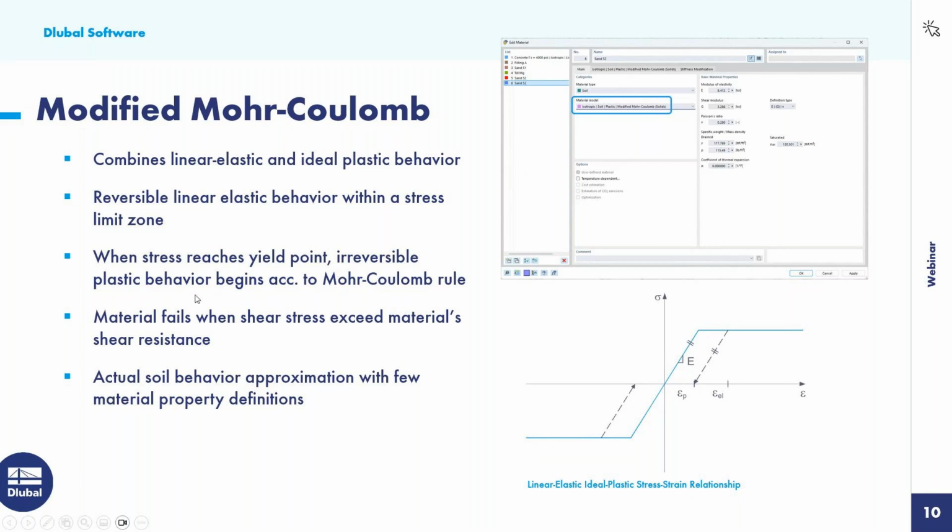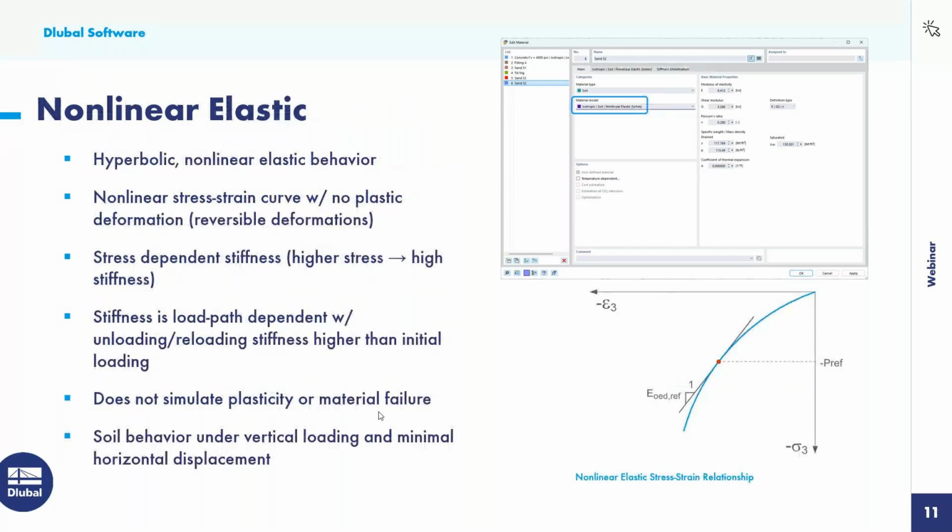The material will also fail when the shear stress exceeds the material's shear resistance. And these 3 points can be summed up here with a stress strain diagram for this material model type. So this modified Mohr-Coulomb is really ideal for approximating the actual soil behavior, but with very few material property definitions. So the input here, once we get into RFEM, is quite a bit simpler than when we compare to the other material models.